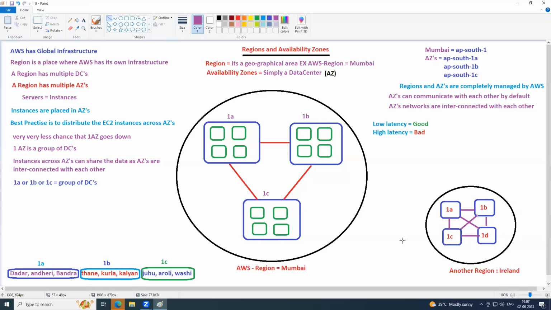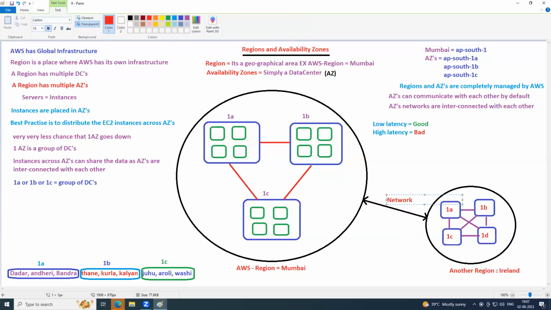other. But the question here is, I have one EC2 instance in Mumbai. I have another EC2 instance in Ireland. Can you tell me, by default, will these 2 regions talk to each other? Answer is no. That is a certification question. By default, will 2 regions talk to each other? Answer is no. So the network is interconnected? Answer is no. So by default, no.